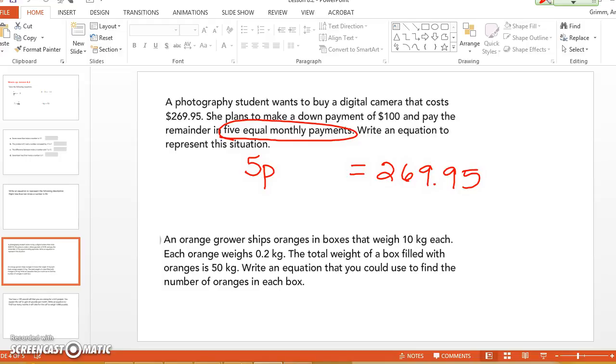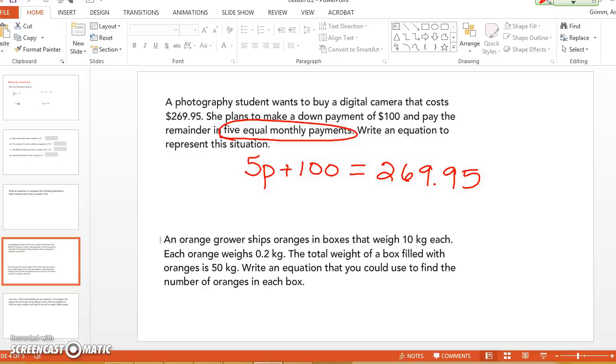Okay, now there's one more number that has to go into this. So think about if you were going to buy something. You gave them some money and then you're going to make payments. So see if this makes sense. You're going to take your 5 monthly payments, 5 times whatever your payments are, because that's what you don't know, plus your $100 down payment, and that's going to equal the total amount of the camera. Does that make sense how that works? Okay, so that's your equation. That's what it would look like.